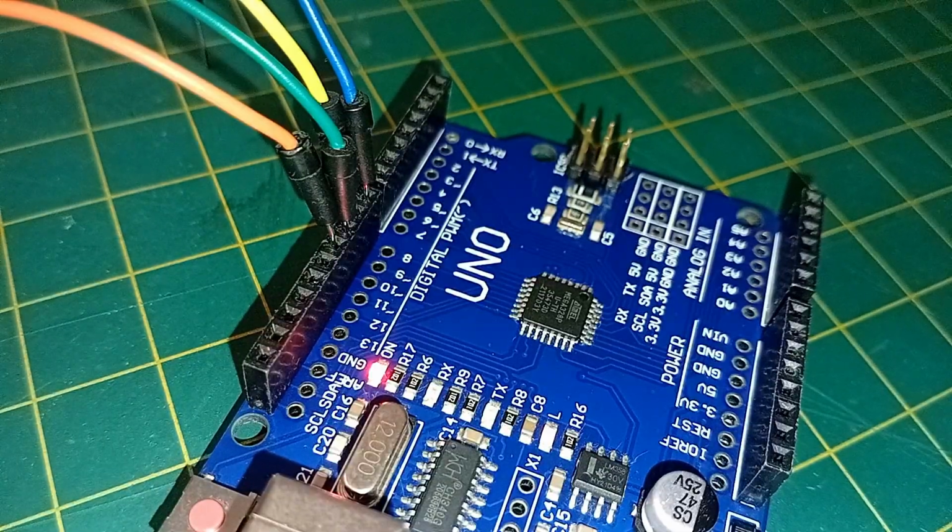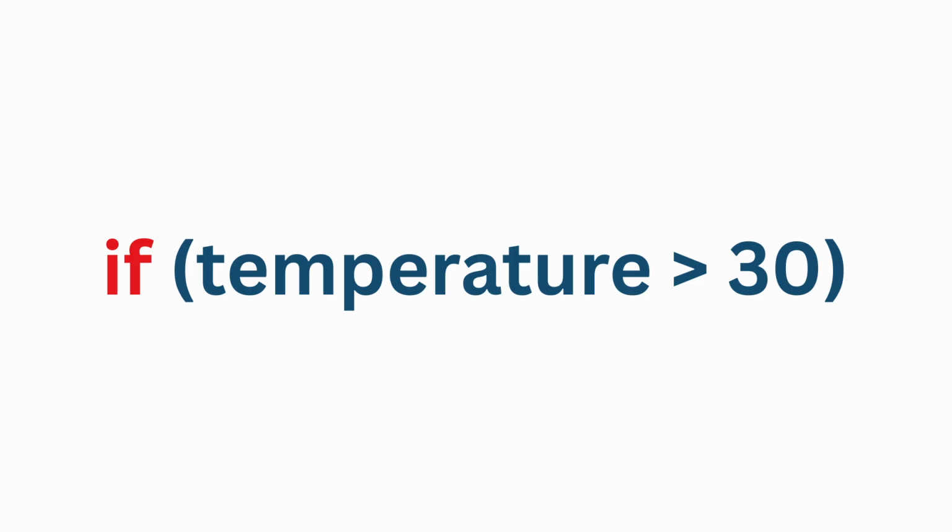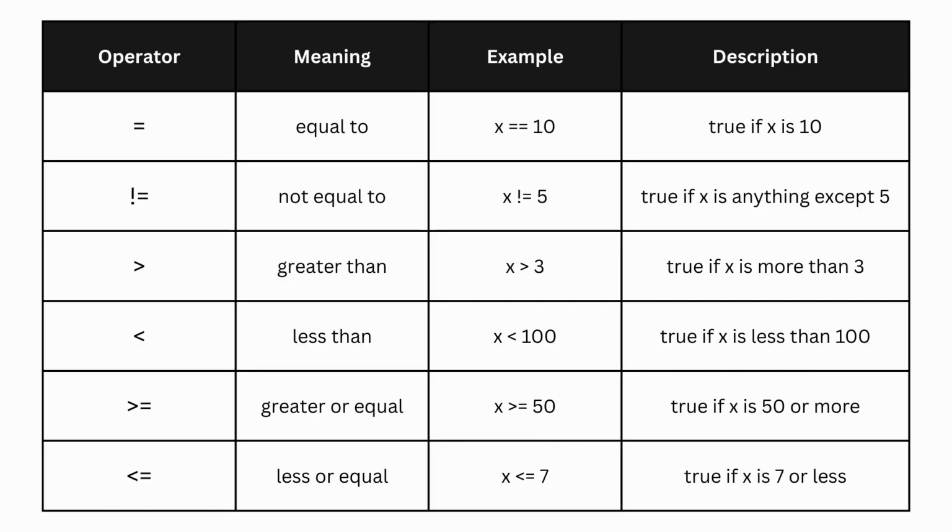Arduino doesn't understand plain language. You can't say, check if it's hot. Instead, you must use math-style comparisons that it can evaluate. For example, if temperature is greater than 30. This reads as, if the temperature is greater than 30, then. Without comparison operators, you couldn't write conditionals that depend on sensor values, time, counters, or anything dynamic. They are the core of logical decision-making in code. Arduino has 6 comparison operators. Refer to this table on screen for more information about them.